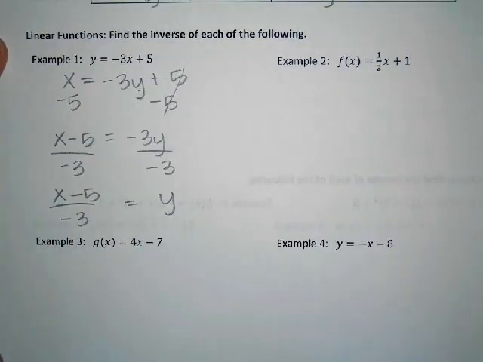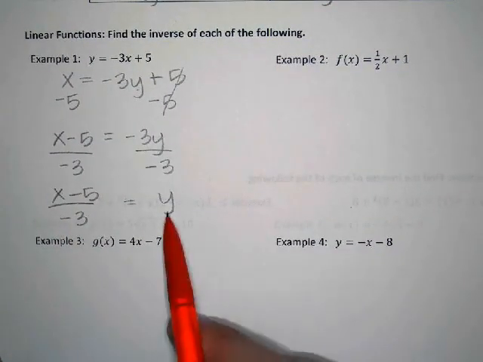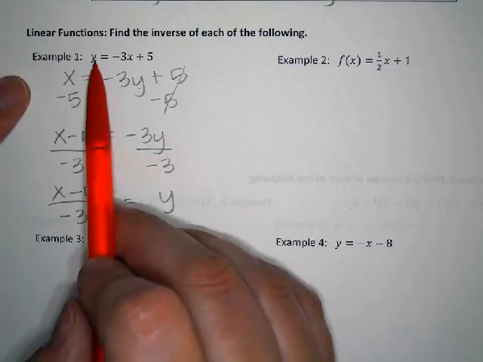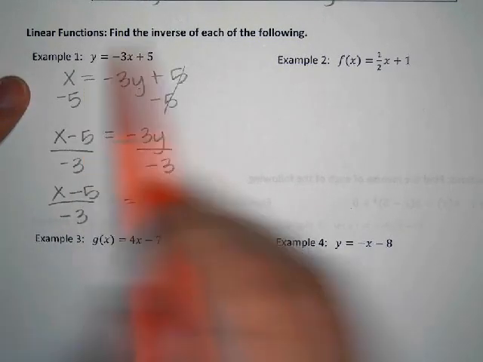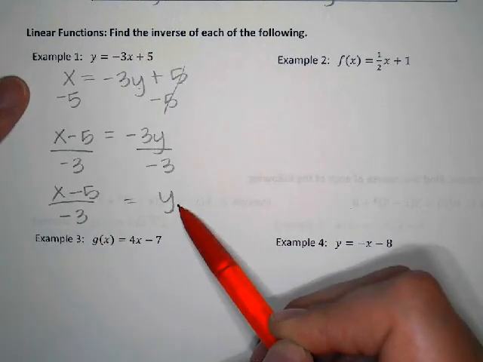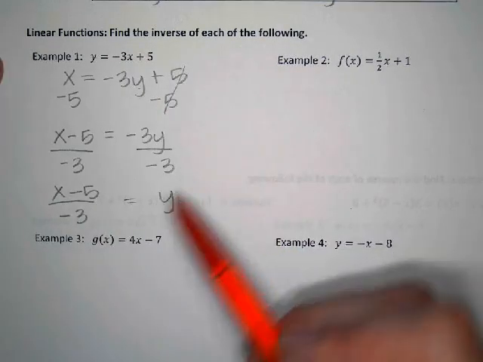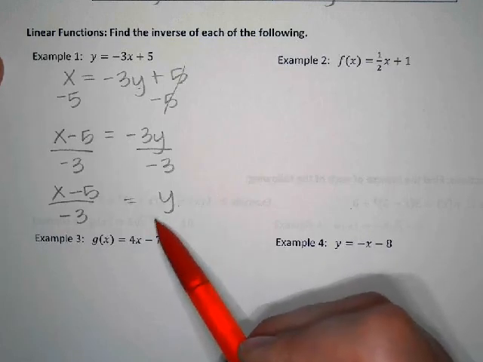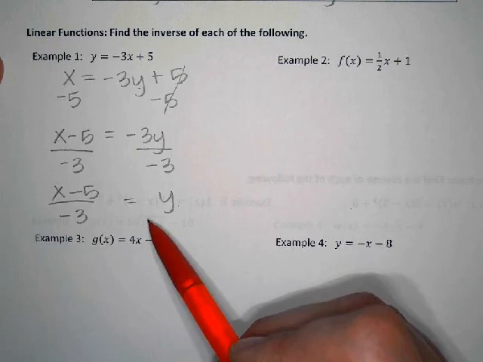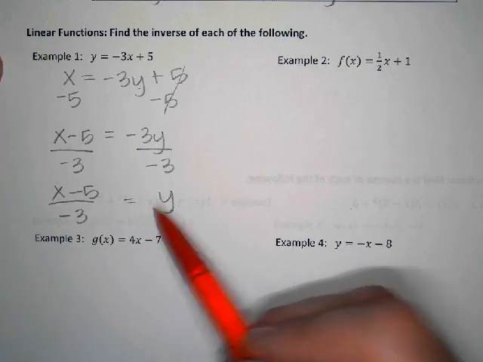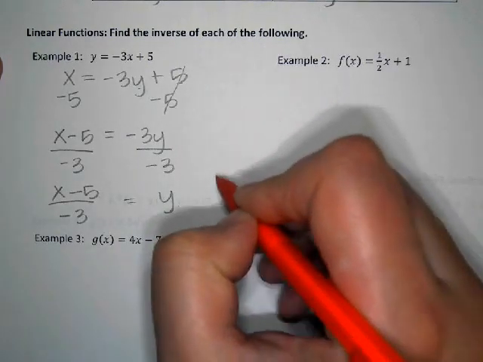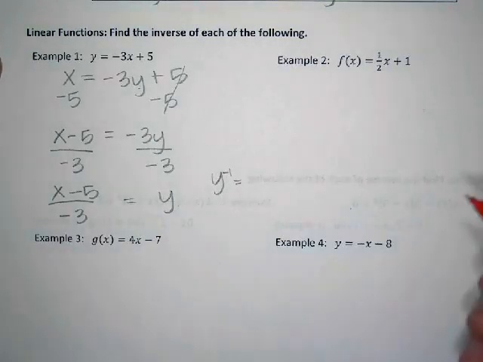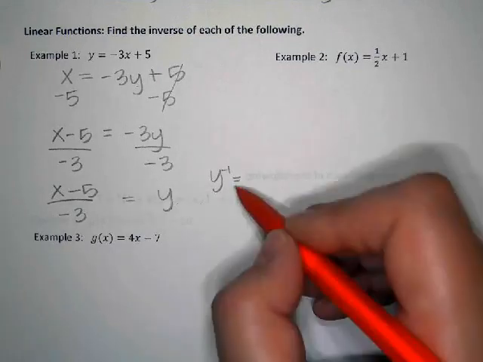Now, to make this answer look correct, since my original problem says y, my final answer needs to say y inverse. Also, a lot of students don't like that the y is written on the right side. Are you guys uncomfortable with that? Yeah? So we can rewrite this equation. Our final answer has to say y inverse, because it's an inverse. Our final answer is y inverse equals x minus 5 over negative 3.